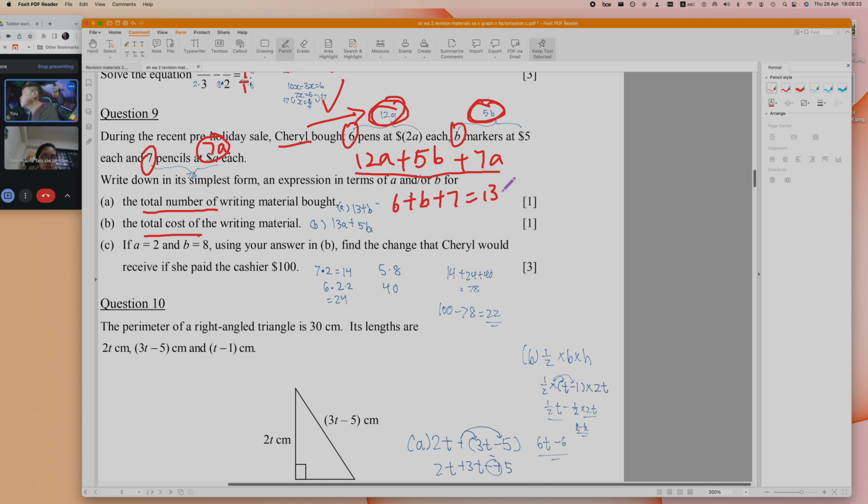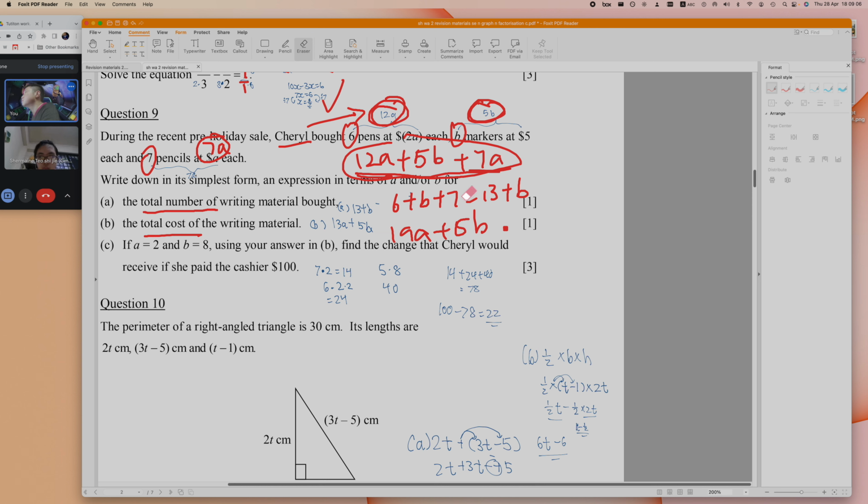You need to show me the step. Then this one is the total cost. So the total cost should be 12A plus 7A. So it's 19A plus 5B. Are you clear? The number, okay, so basically you need to pick and give. So they ask for number. Which one is the number? The 6 is the number, the B is the number, the 7 is the number. So that's why you need to form this.